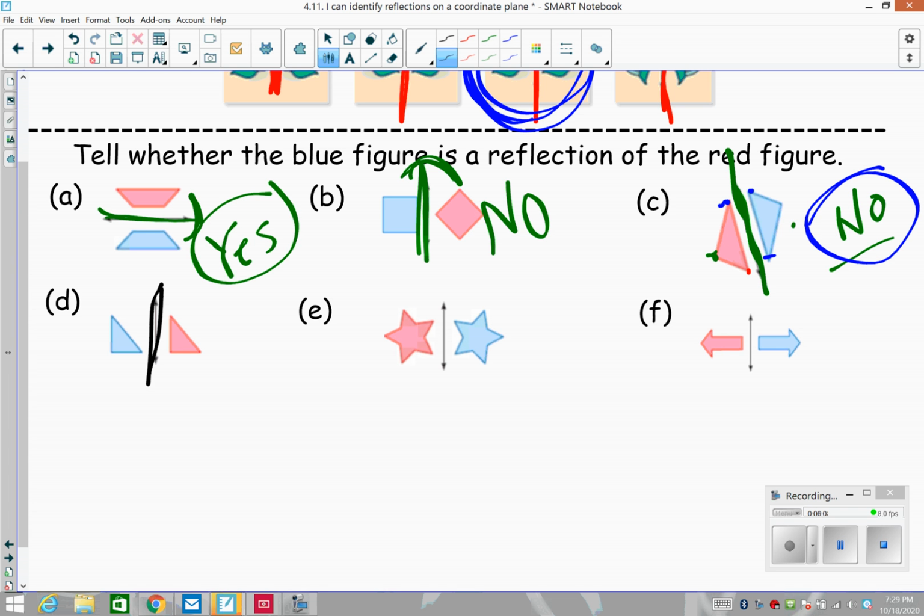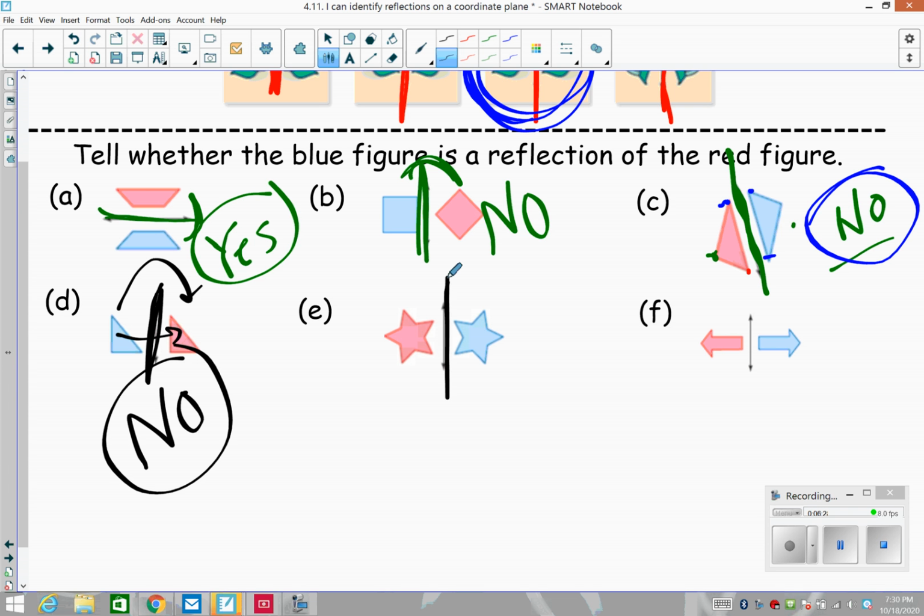D, here's my line of reflection. If I take the blue and flip it over the line, does it appear that the blue triangle lands right on top of the red triangle? Does it appear that it's going to land on top? No, because it actually looks like a slide rather than a reflection. So it never got flipped, so I'm going to say no.